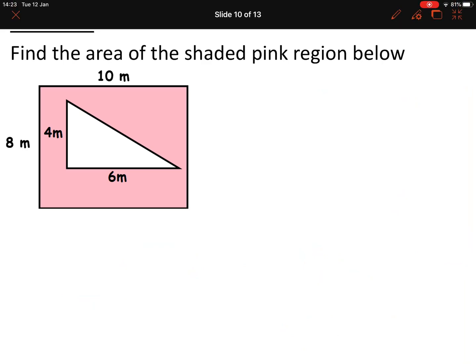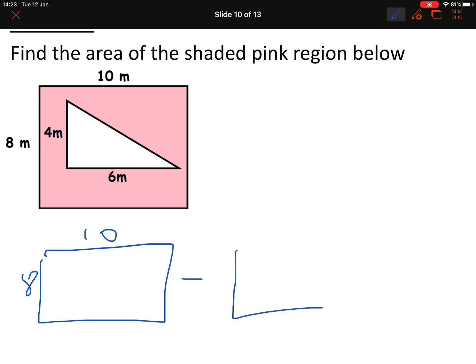Well done. Let's have a go at this question. Now, this question is quite simple. So if you want to pause the video and have a go from here, you can. Otherwise, I will start you off, okay? So it's easy to see that the rectangle is 10 by 8. And you want to subtract the area of the triangle, which is 4 by 6, okay? Pause the video, have a go.